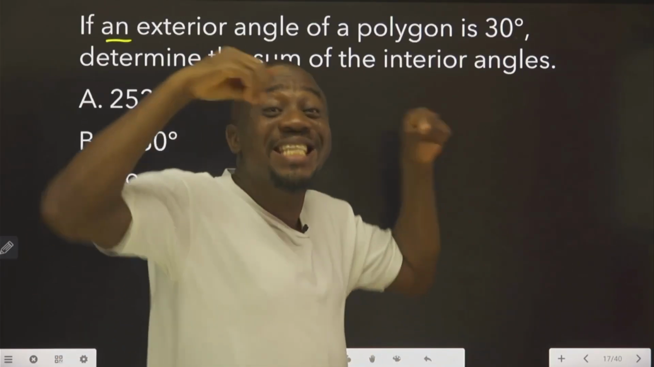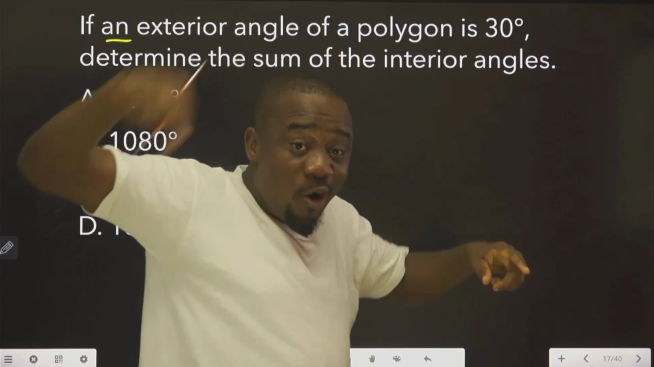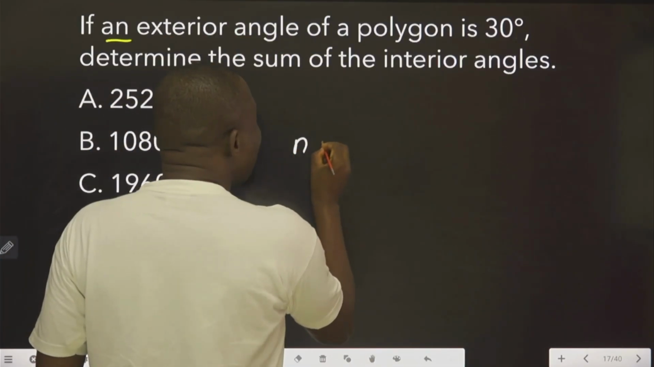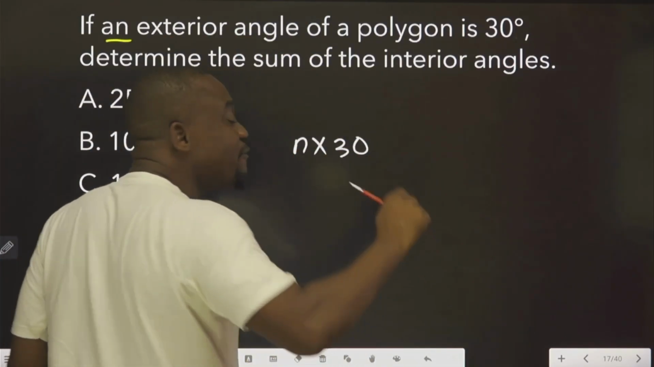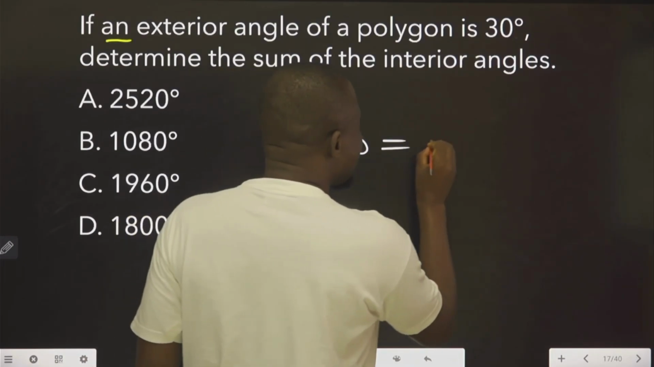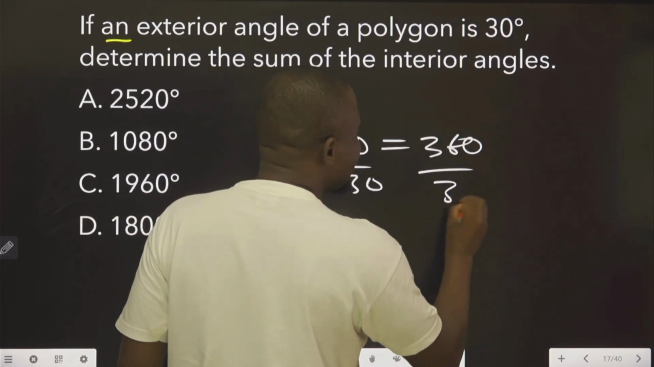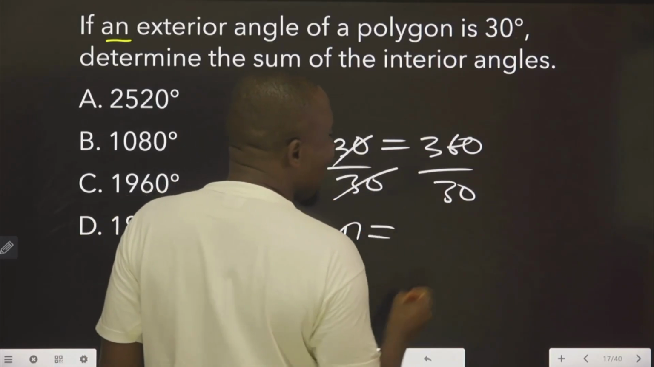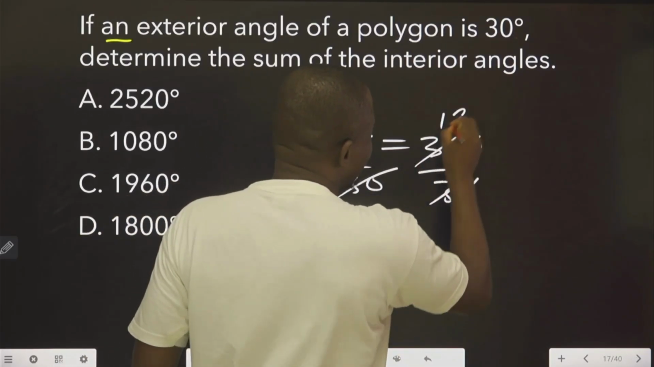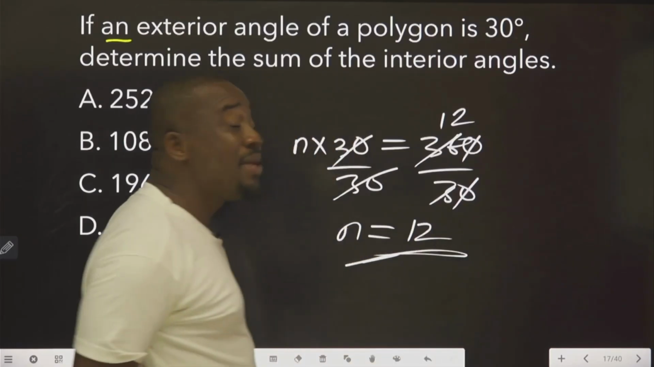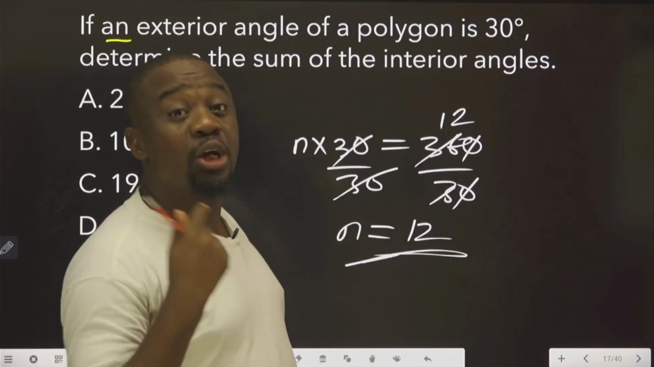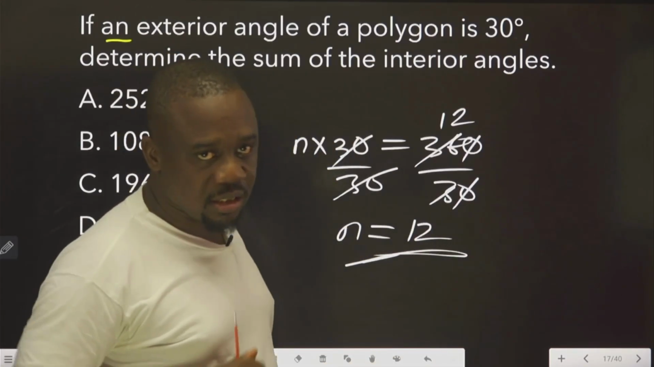If one of them is 30 and they are all equal, it means n multiplied by 30 will give us the total, which is 360. We divide both sides by 30. You agree with me to get the number of sides now? We have 12. That means this particular polygon has 12 sides.